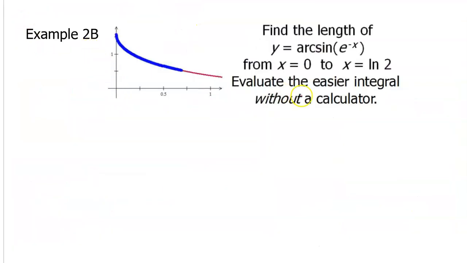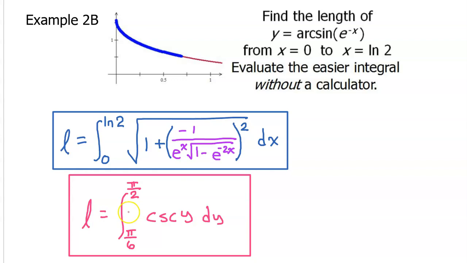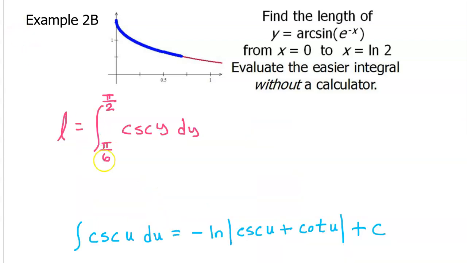For example 2 part B, we are asked to actually evaluate the easier integral without a calculator. Our first job is to decide which one of these integrals seems easier to solve. Obviously, the red one. And this is a good example of why sometimes it's easier to integrate with respect to y rather than x. For this integral, we need the memorized rule that the antiderivative of cosecant u du is negative natural log absolute value of cosecant u plus cotangent u plus c.